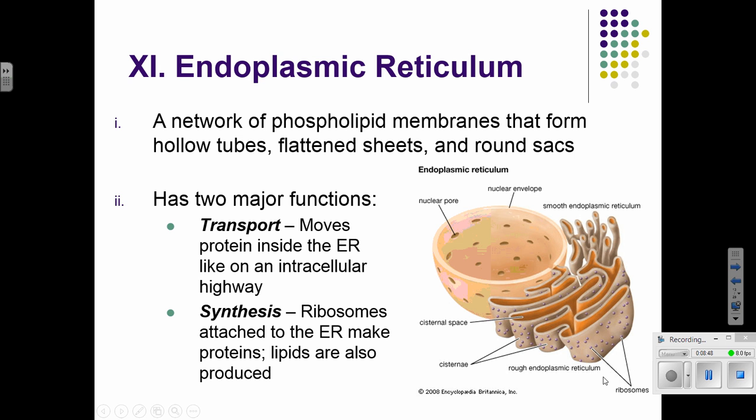And then there's also a synthesis portion, and that's where we actually make proteins, because there's ribosomes on the outside of rough ER. And on smooth ER, we're also making lipids. So we're synthesizing a couple different compounds.